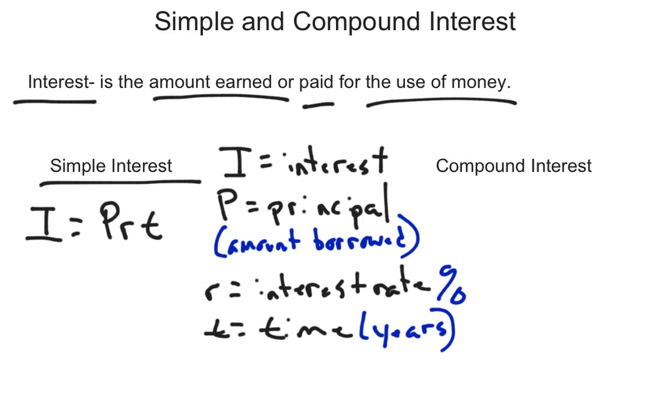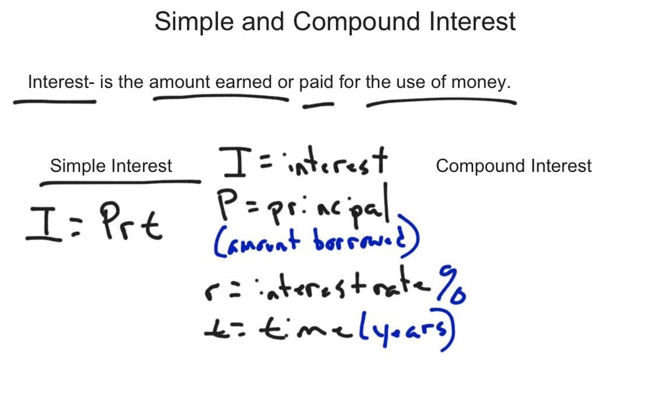If they tell you months, like if you're only going to borrow money for 6 months, well, you have to compare that to a year. So 6 months out of the 12 months that make a year, 6 out of 12 is a half, or 0.5. So the time would be 0.5 because it has to be in years. Okay, so that's the main one that we're going to look at.